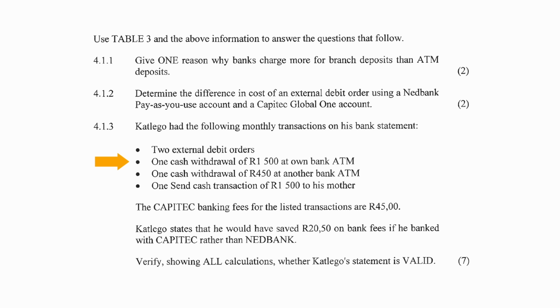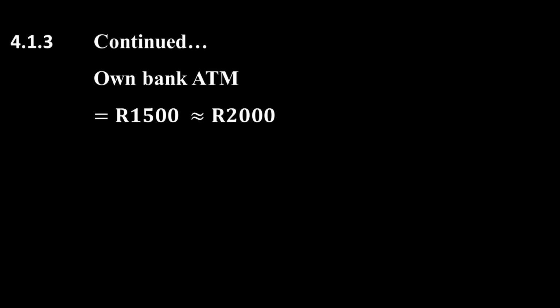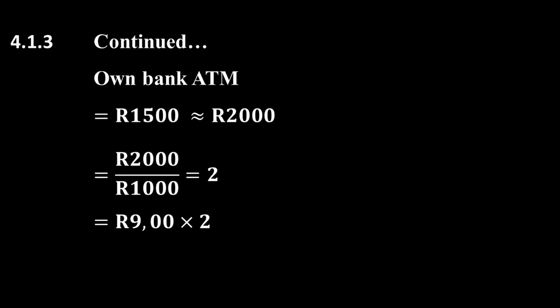For a cash withdrawal of 1,500 Rand at own bank, we first have to round this value up to 2,000 Rand because of this condition. Then we have to divide this value of 2,000 Rand by 1,000 Rand, and this equals 2. Now multiplying the fee of 9 Rand by 2, and this equals a cost of 18 Rand.